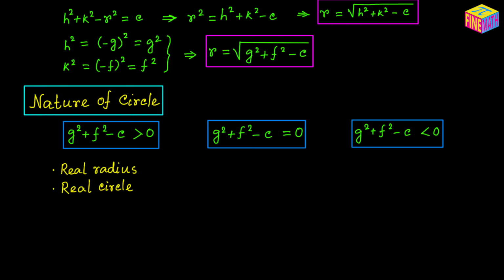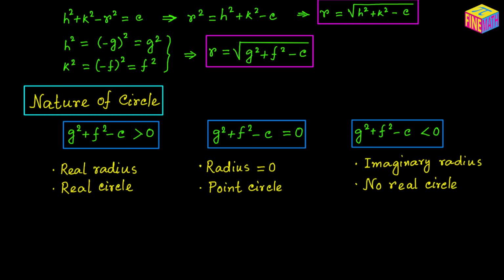When g squared plus f squared minus c is greater than 0, the value of the radius will be a real number. So the radius is a real radius, and of course there will be a real circle. And then let's talk about the third scenario, then I'll come back to the second scenario. So in the third scenario, we have g squared plus f squared minus c is less than 0. That means it's a negative number. That means we have an imaginary radius, and imaginary radius means no real circle is possible. We really cannot draw a real circle. So if you ever see this type of an equation where g squared plus f squared minus c is negative, then it is actually not the equation of a real circle.